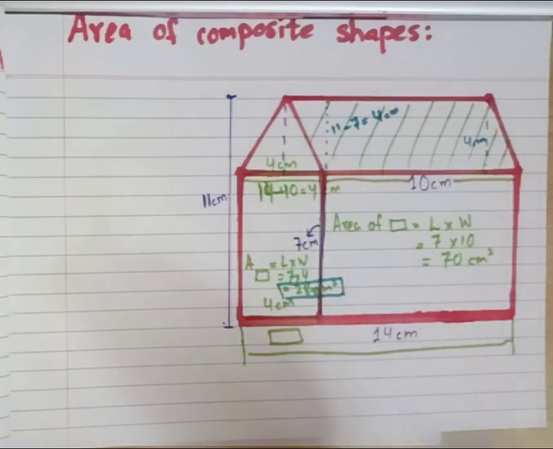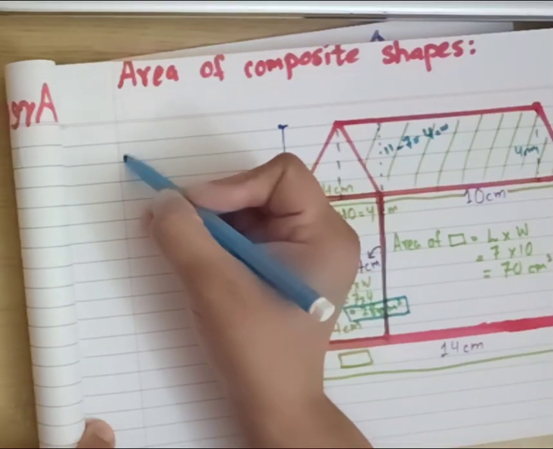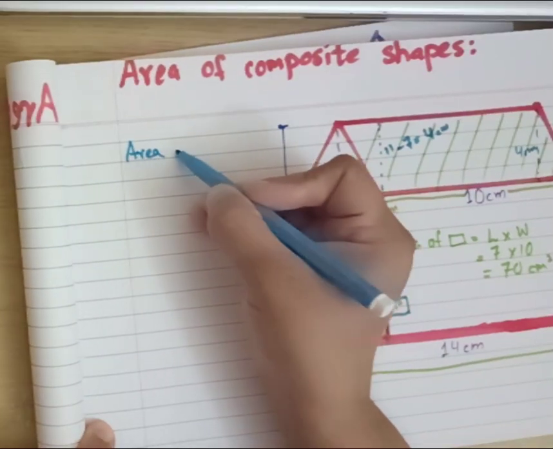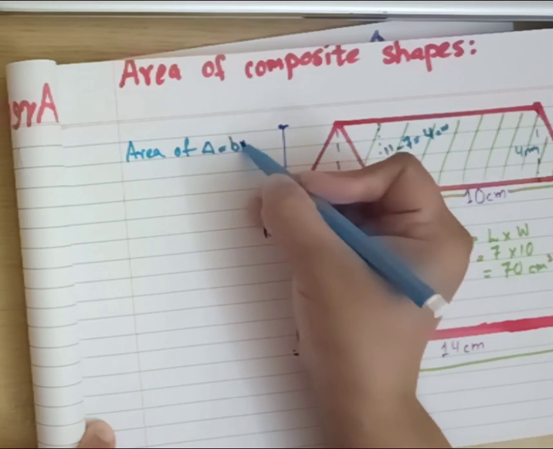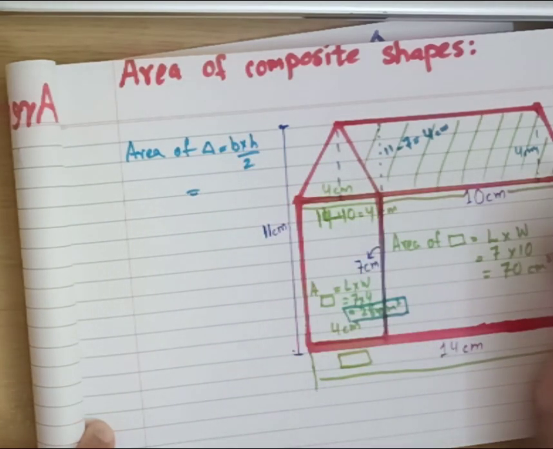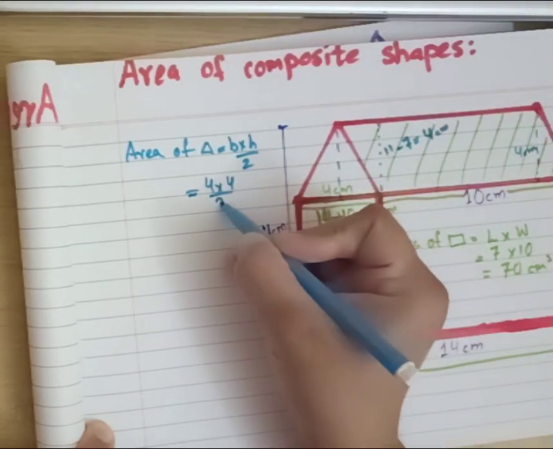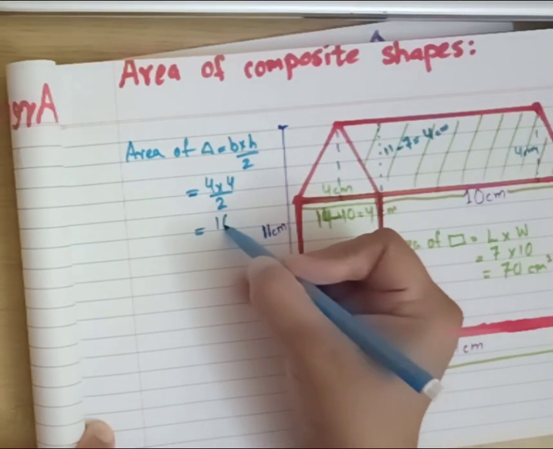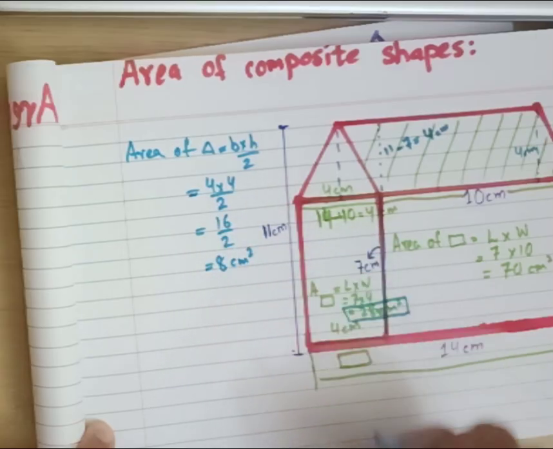Okay. For the triangle, let's find the area over here. Now, the formula is base times height divided by 2. So the base is 4 and the height is also 4. And it will become 16 divided by 2. That gives us 8 centimeter squares.